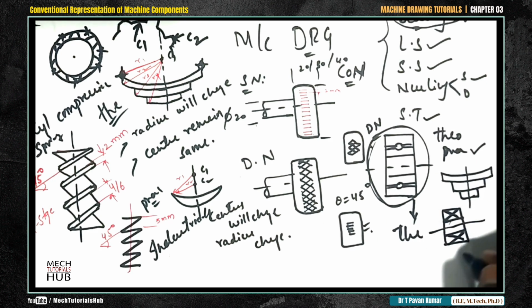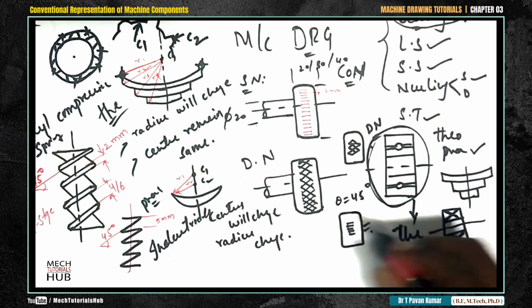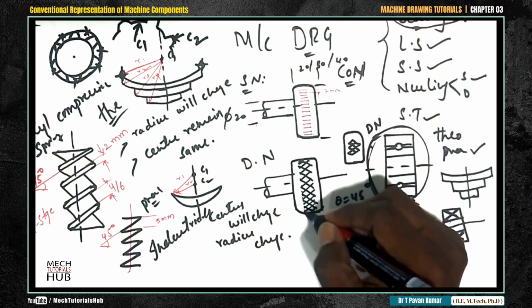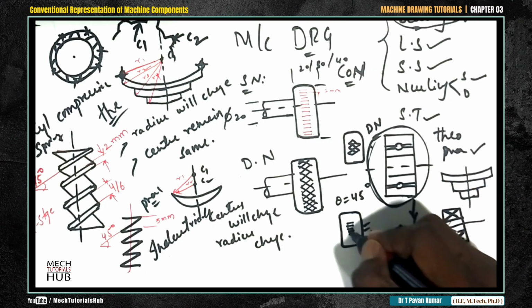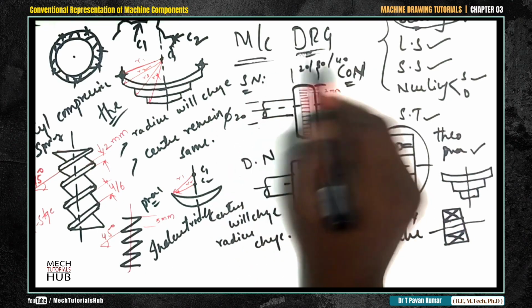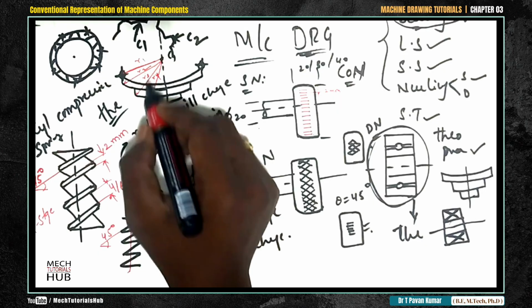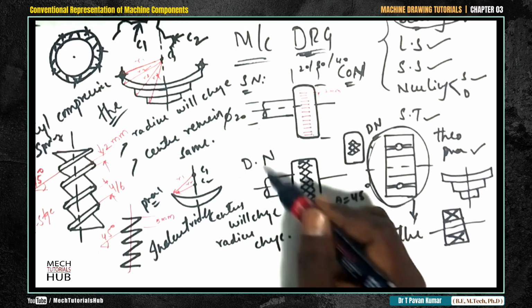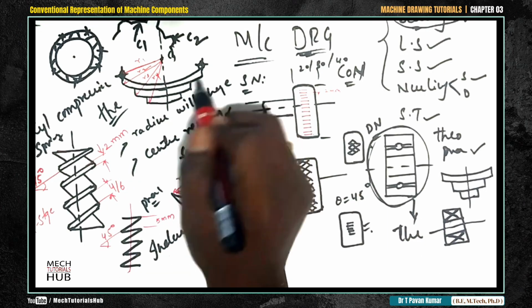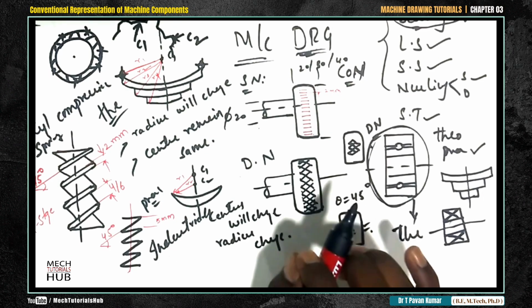Any engineer throughout the universe will understand that this is the representation of a bearing, this is the representation of a diamond knurling, this is the representation of a straight knurling. Okay, so here I am not drawing all the things because time is the constraint. Here I am trying to show you how to draw the critical portion of a machine component. Okay, that is my intention.